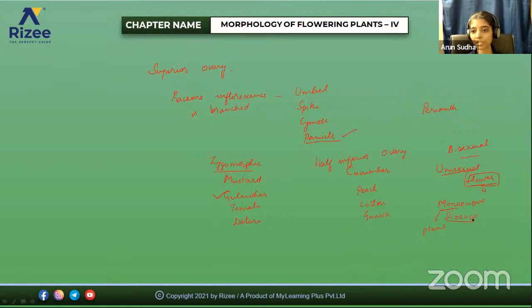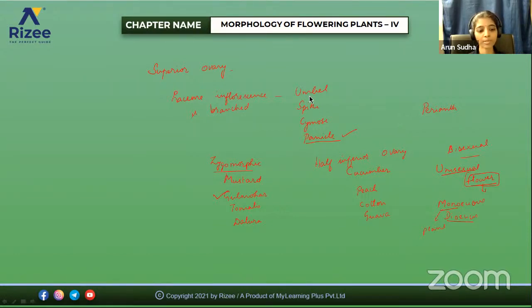So what do you mean by staminate and pistillate? If the flower contains only stamen, it is staminate. If the flower contains only pistil, it is pistillate. So is it clear now? There is a difference between that. Okay, so the correct option here is unisexual.